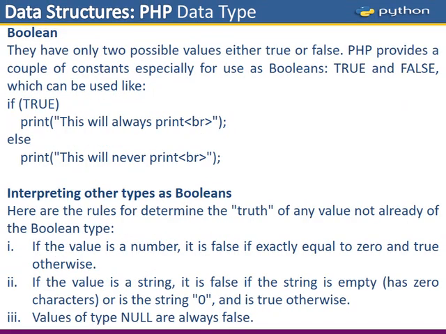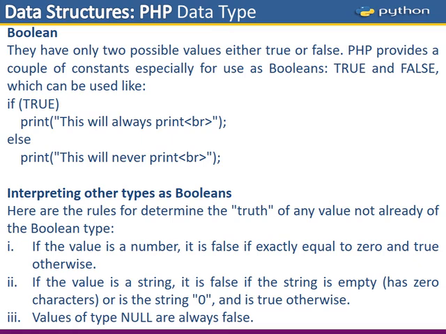So we have the boolean as well. Boolean variable types have only two possible values, either true or false. Related to that of Python as well, PHP provides a couple of constants especially for use as booleans: true and false. So we can see the example. If true, print this, we always print br, else print this, we never print. So we study the example for the boolean. We have the example down here as well.